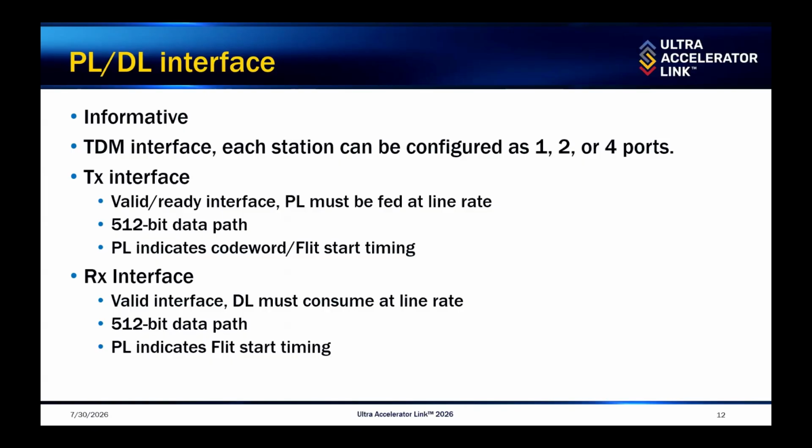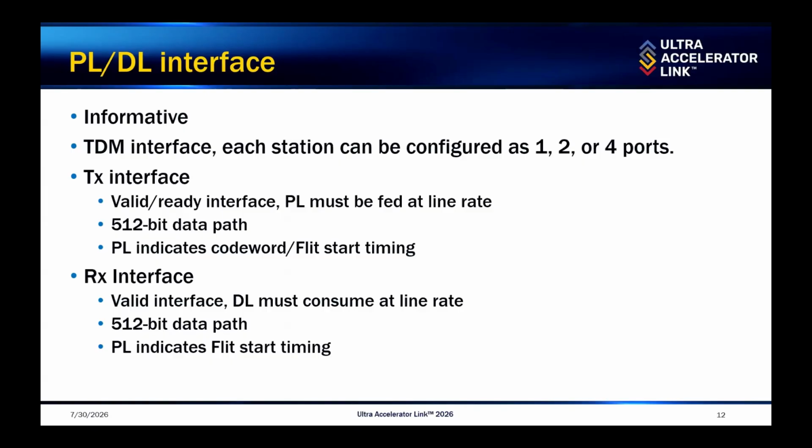Right, so it's a TDM interface similar to the UPLI, which is a TDM interface. You can configure that as 1, 2, or 4 ports. On the TX interface, it's a valid ready interface. The physical layer basically pulls flits because it needs to always be sending code words, and it needs to match either a control flit or a data link layer flit into that code word. So when the physical layer says it's ready, the data link layer must produce a DL flit at that time.